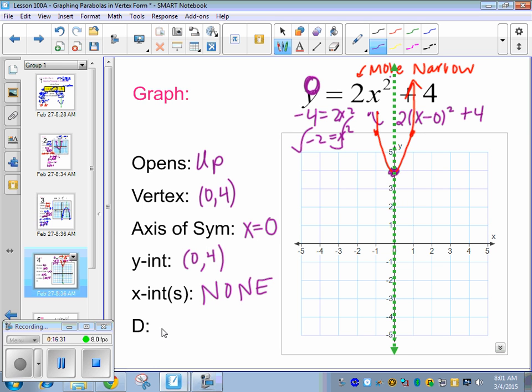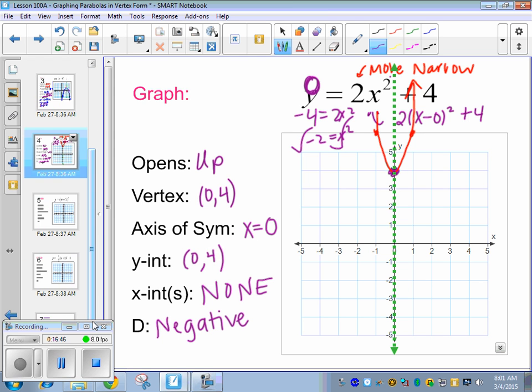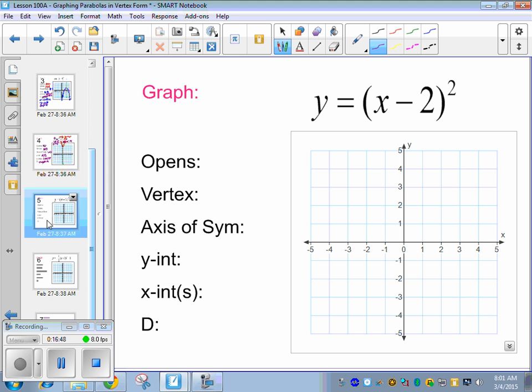Not none. The discriminant is either positive, negative, or 0. Yeah, it'll be negative. Okay, so if it doesn't cross the x-axis, you have a negative discriminant. Yeah, Scott? 0. We will do one that is 0, I'm pretty sure here. Oh, this one. Okay, let's try this one.